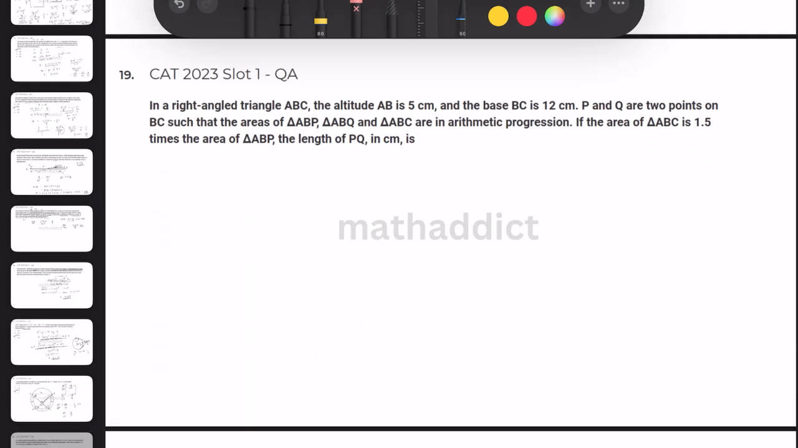In a right angled triangle ABC, the altitude AB is 5 centimeters and the base BC is 12 centimeters. So okay, let's switch these two. This is 5, this is 12. P and Q are two points on BC, let's say this is P and this is Q, such that the areas of triangles are in arithmetic progression.